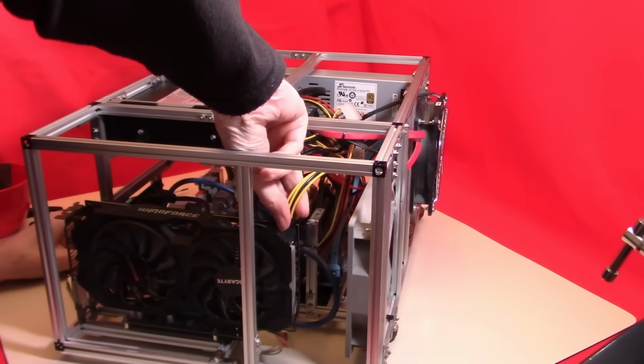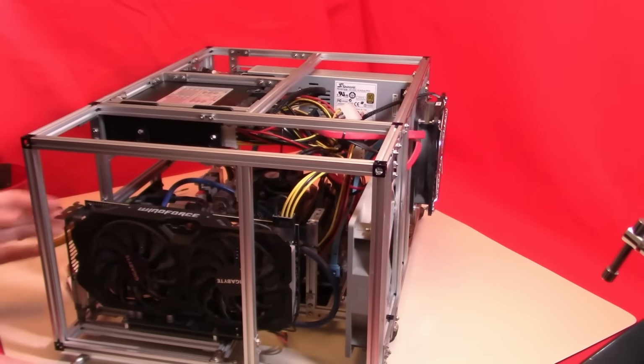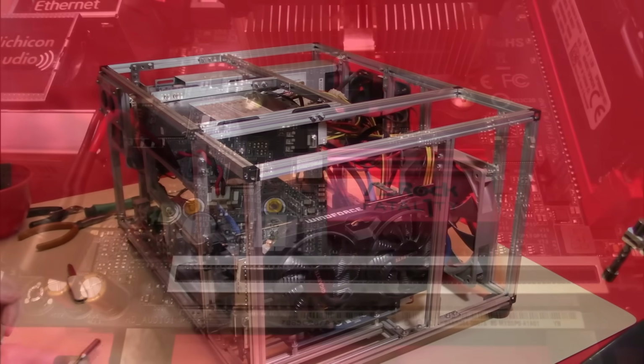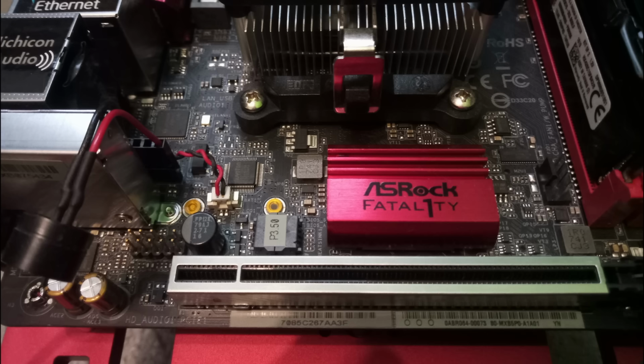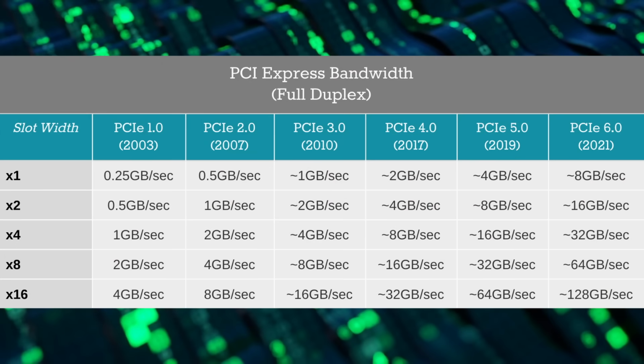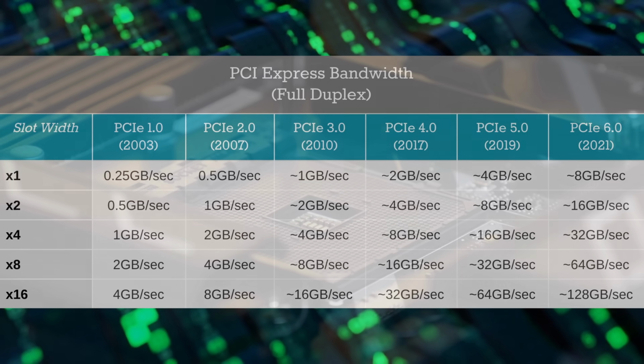×16 is ideal for a discrete graphics card, as this will provide the highest bandwidth to the card, allowing data to flow to and from the graphics card faster. PCIe has gone through a number of generations, from PCIe 1 all the way up to PCIe version 6. Each generation has delivered faster data transfer speeds from the previous generation, so check your motherboard documentation to see which generation of PCIe it supports.